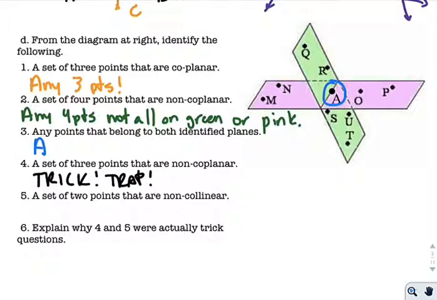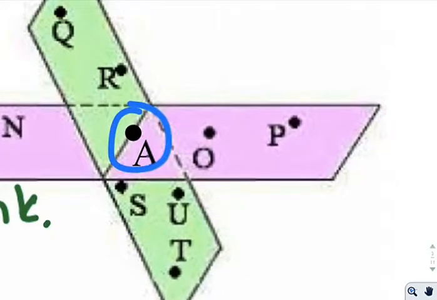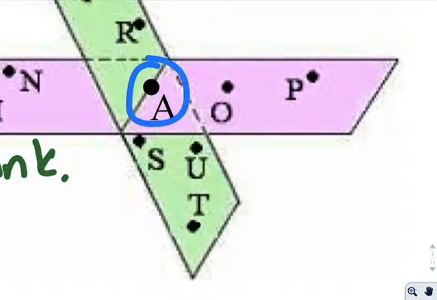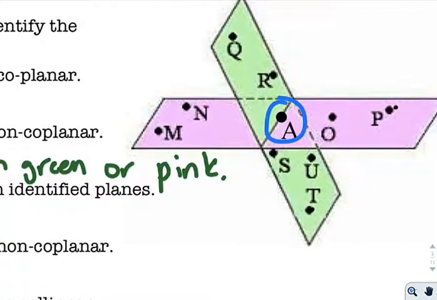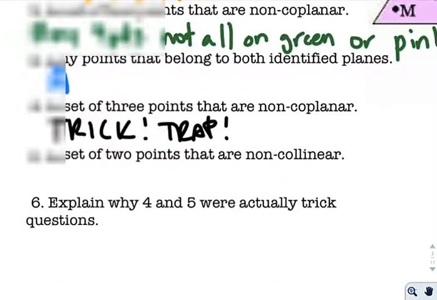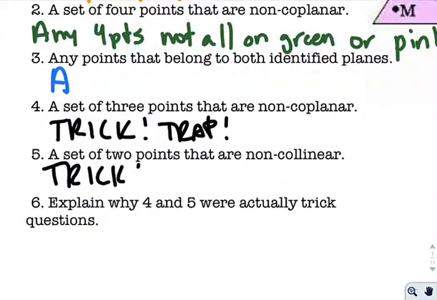Pick a set of 2 points that are non-collinear. Whoa, wait a minute. If I just pick out 2 points, like T and P, I can totally draw a line between them. Well, maybe I messed up. How about U and O? Well, there's a line that exists between them. N and Q? No, it's a line. N and R? No, it's a line. I think that's also a trick question. Hey, wait a minute. Two trick questions in a row. That's so unlike Mr. Collins.